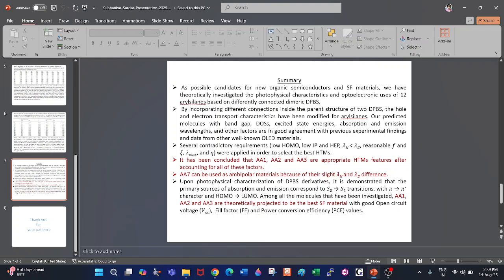Upon photophysical characterization of the DPBS derivatives, it is demonstrated that the primary source of absorption and emission corresponds to the S0 to S1 transition, of pi to pi star character and HOMO to LUMO mainly. Among all the molecules investigated, AA1, AA2, and AA3 are theoretically projected to be the best singlet fission materials with good open circuit voltage, fill factor, and power conversion efficiency.